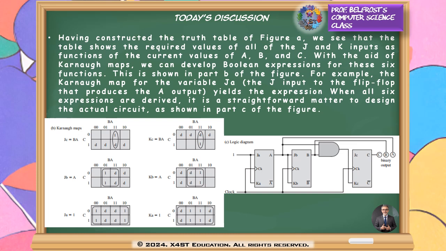So having constructed the truth table of figure A, we can see that it shows the required values of all of the J and K inputs as a function of the current values of A, B, and C. With the aid of Karnaugh maps, we can develop Boolean expressions for these six functions, and this is shown in part B of the figure, left side. For example, the Karnaugh map for the variable JA, the J input to the flip-flop that produces the A output, yields the expression. And when all six expressions are derived, it is a straightforward matter to design the actual circuit as shown in part C of the figure, on the right bottom side.